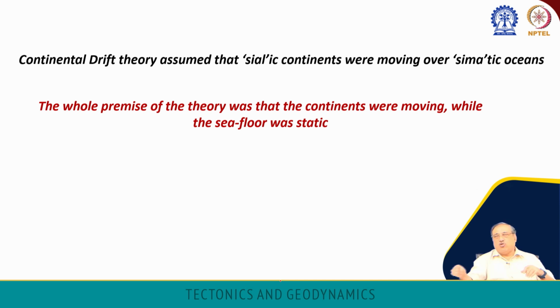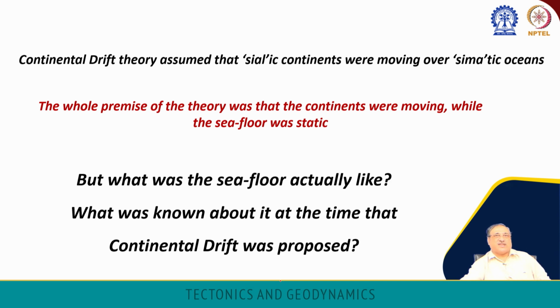Continental drift assumed that there were sialic continents. These continents were made up of predominantly silicon and aluminum, less dense materials that were floating on top of a denser ocean, dominated by silicon and magnesium bearing rocks, which is referred to as the simatic layer. So, the continental drift theory really assumed that sialic continents were moving on top of simatic oceans. The whole premise, therefore, was that the continents were moving and the seafloor was static. That is where the whole debate rested up to the end of the Second World War.